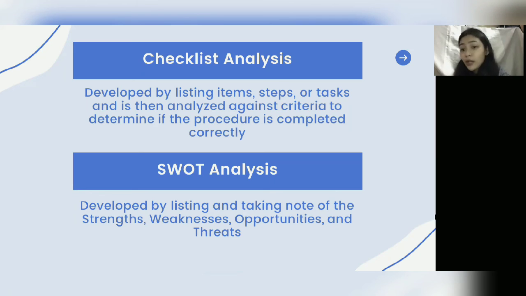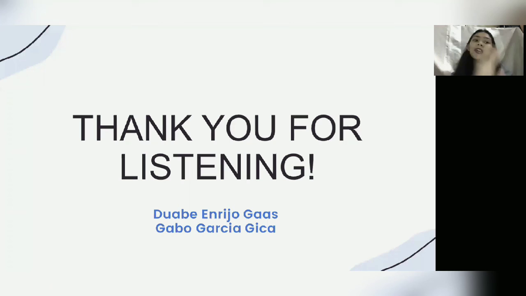SWOT means strengths, weaknesses, opportunities, and threats. So SWOT analysis is developed by listing and taking note of the SWOT. Of course, you should know the strengths, the weaknesses, the opportunities, and the threats in that specific area in order to know where you are lacking, what areas you need to focus on, or in what way a threat or a hazard may occur. So we have already discussed the questions.